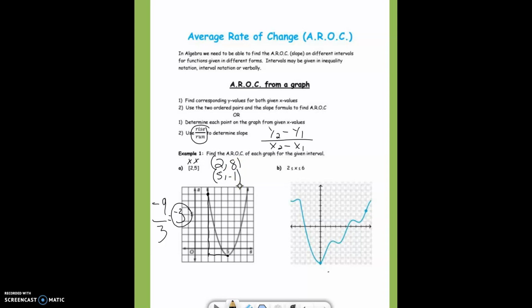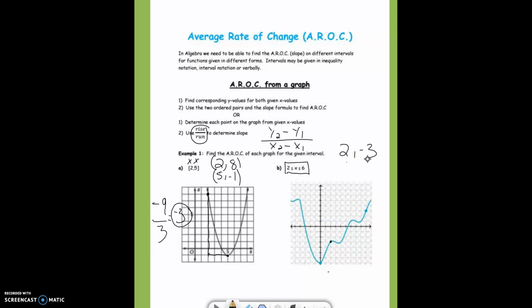Here's a different way of writing an interval using the inequalities. So we're going to find the rate of change from the x value of 2 to 6. Alright, so let's go ahead again and find. So when x is 2, what would y be? 1, 2, 3, that would be -3. Okay.